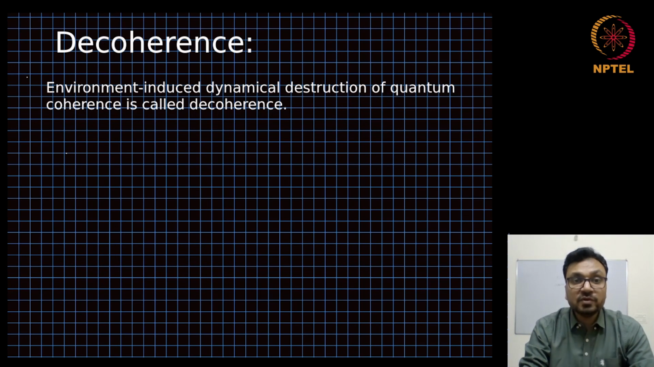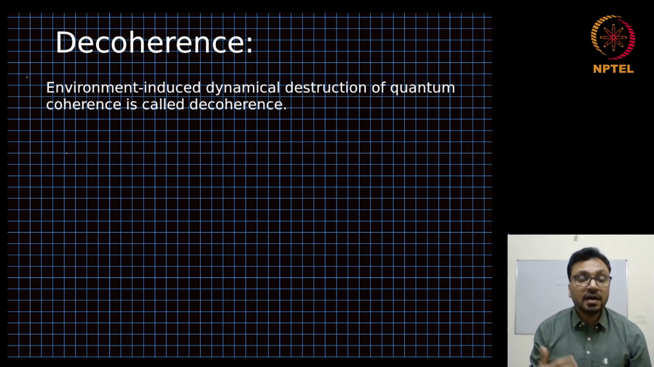Why is it that we don't see the quantum effects in our daily life? If everything is made up of particles which follow the laws of quantum mechanics, why don't we see the quantum mechanical effects in our daily life? And the answer to that is decoherence.